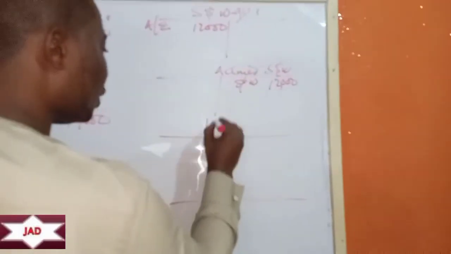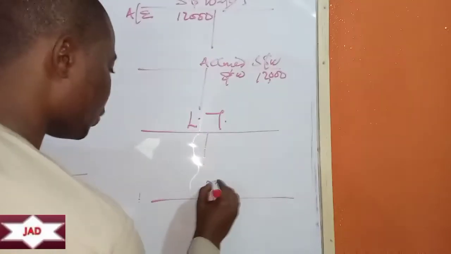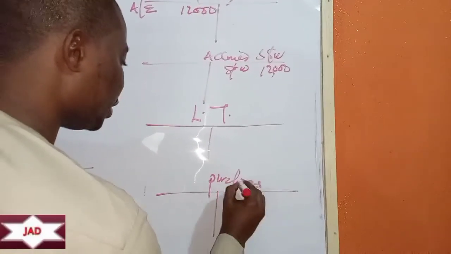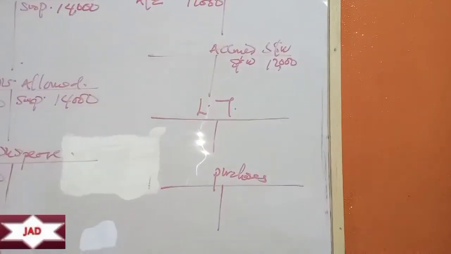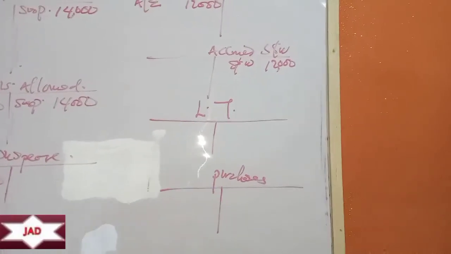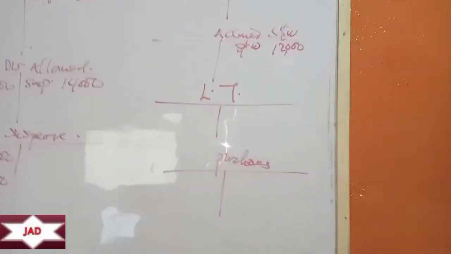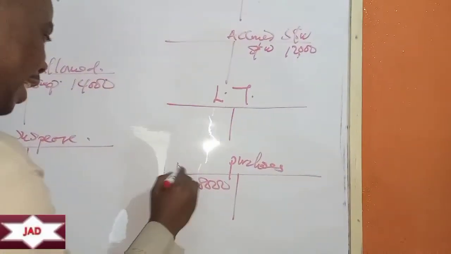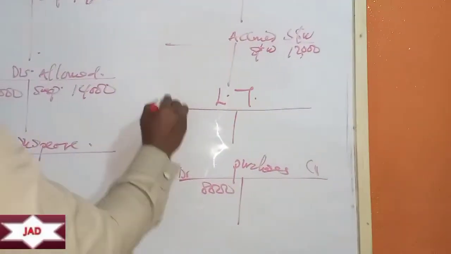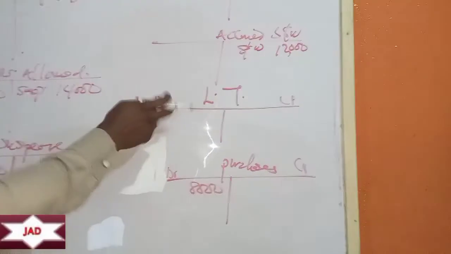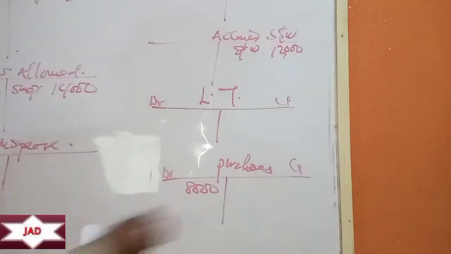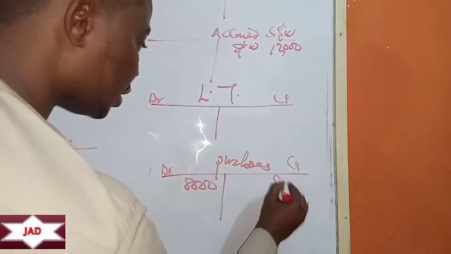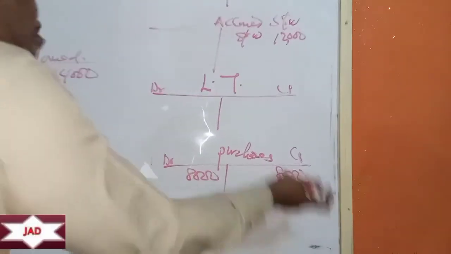So we have loose tools, and then we have what? Purchases. Loose tools bought for $8,000 has been debited to purchases. So we have 8,000 here. This value here should be debited to loose tools, not purchases. It should be here, not here. So what do we do? We take it out by crediting purchases. Now after crediting, now you debit loose tools.